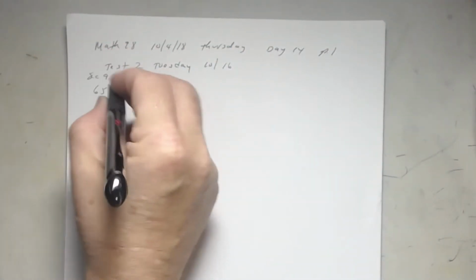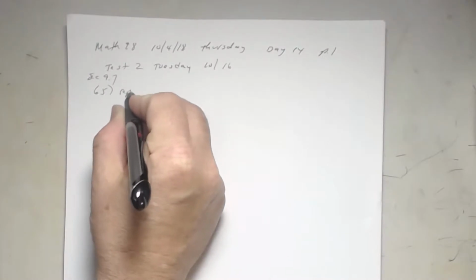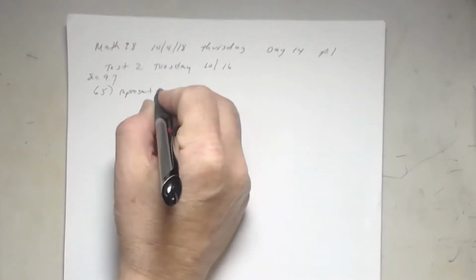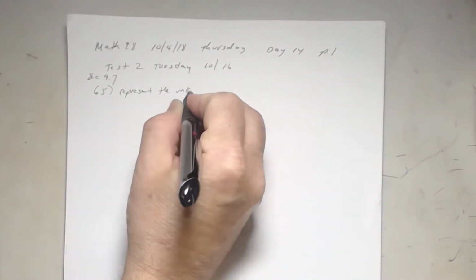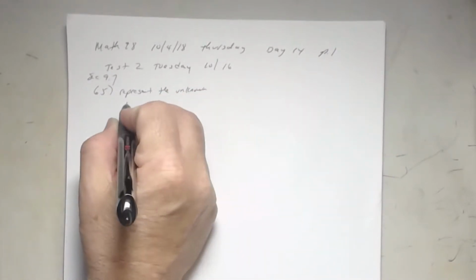Okay, so let's go ahead and represent the unknown. All right, so you're going to say I'm going to let x equal. Now, what is it you're trying to find? The number of people. Okay, the number of people they can invite, right?